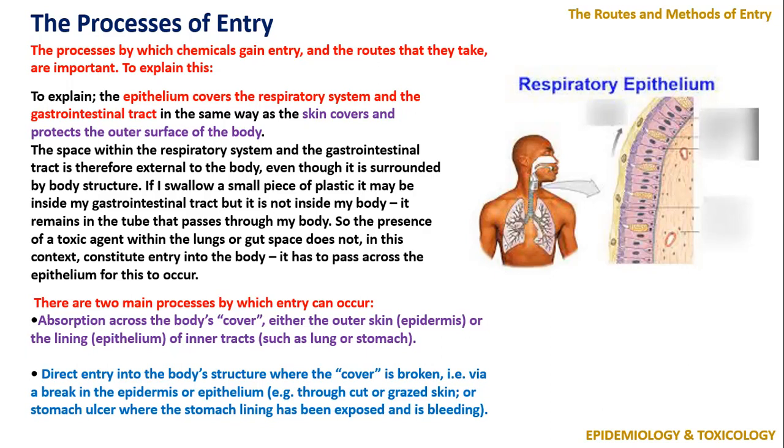or through the direct entry into the body structure where the cover is broken, that is via a break in the epidermis or epithelium. For example, cut or grazed skin or stomach ulcer where the stomach lining has been exposed and is bleeding. So in the picture we can see the respiratory epithelium. It is a thin outer covering as we can see in the picture.